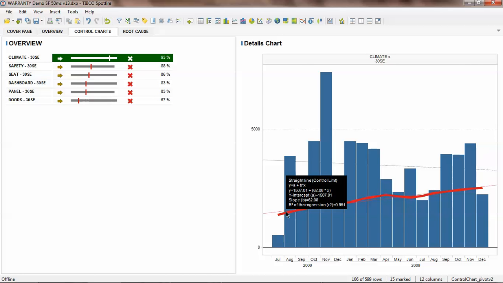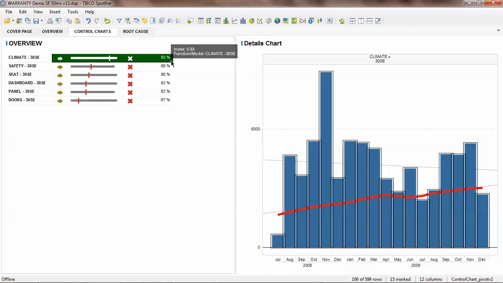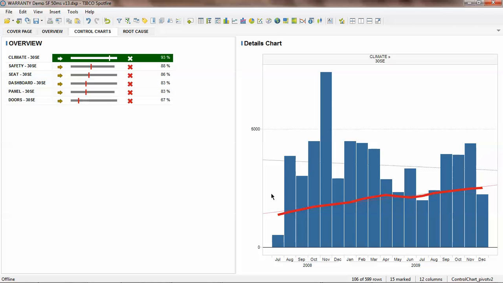This line represents the pattern that I expect for warranty claims in this particular area on this particular model. Now it appears that there have been a lot of claims above that area, hence the 93% that appeared red on the previous screen in the pie chart. And indeed, in general, it could be said that warranty claim costs are running above my control figure.